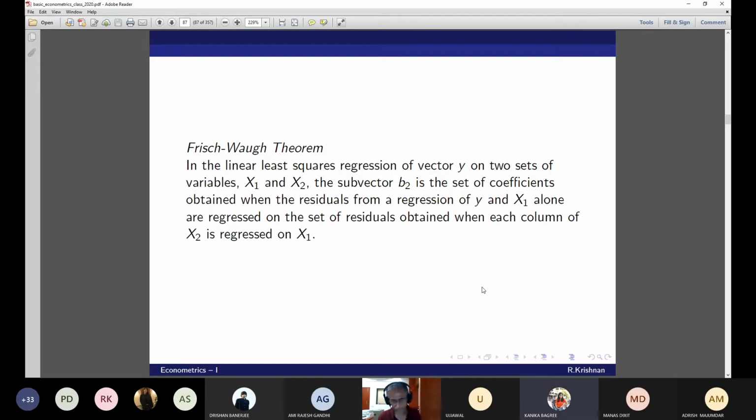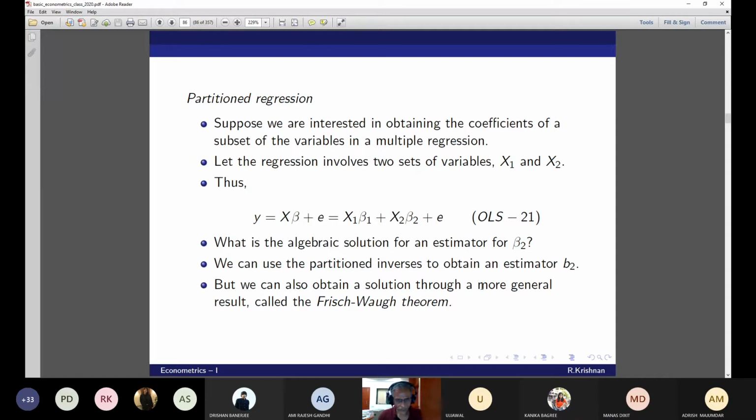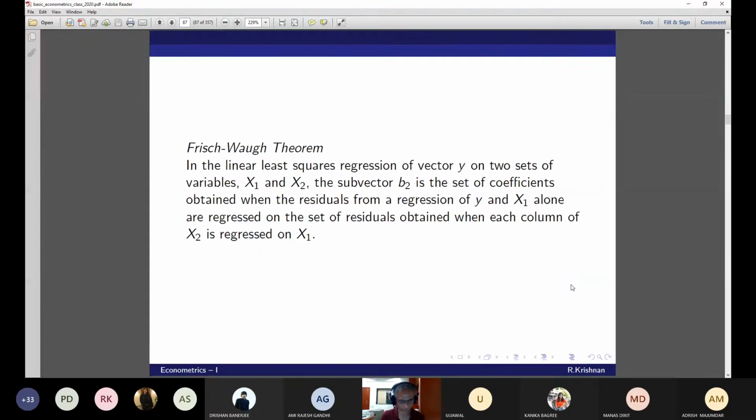Sir, can you repeat the question once? Do you see the original model? y is equal to x beta plus e. I'm partitioning it. Suppose my x is a 50 by 5 matrix. What does that mean? I have 50 observations and 5 independent variables. I'm breaking it up into 2: x1 is 50 by 3 and x2 is 50 by 2. I'm interested in getting an estimator for beta 2, that is, b2. So what does this mean?